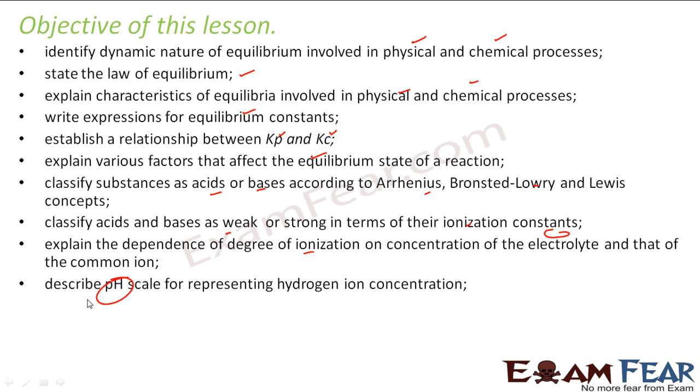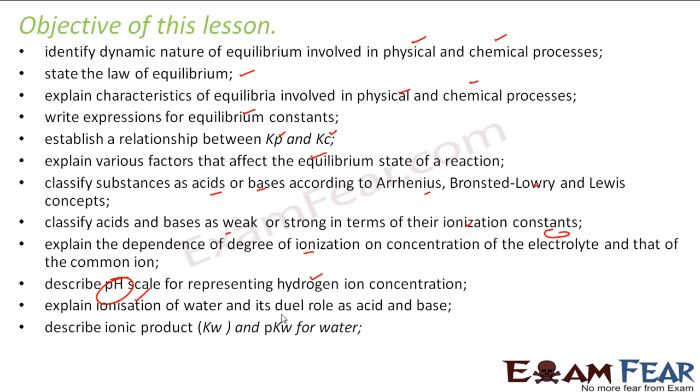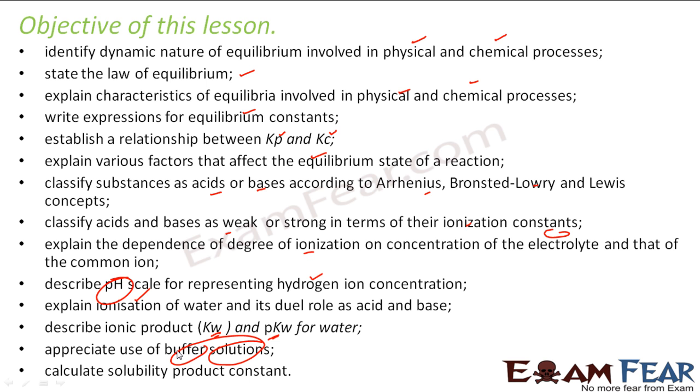We'll describe the pH scale for representing hydrogen ion concentration. We'll also explain the ionization of water. We'll have some terms called Kw and pKw of water, and we'll explain that. We'll learn something called buffer solutions, and we'll also learn something called solubility product. These things we'll learn in this chapter.